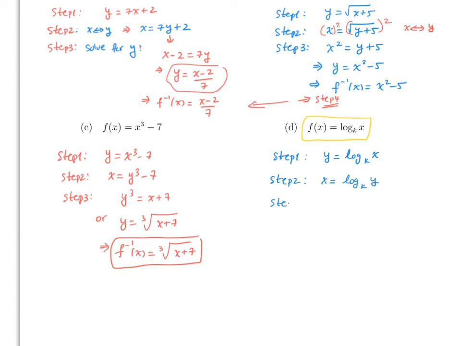Now to solve for y, you have to change from log to the exponent. Remember, you look for the base. The base is k, so remember, solve for y. So that means k to the x is going to be equal to y. So that implies the inverse of a log is just an exponential function. So it will be k to the x.